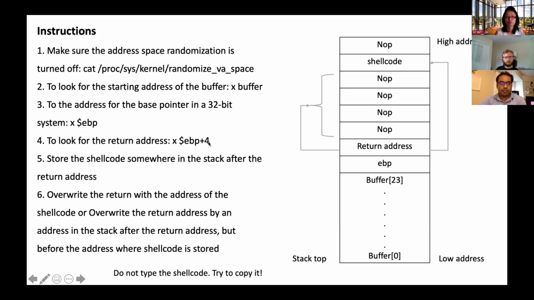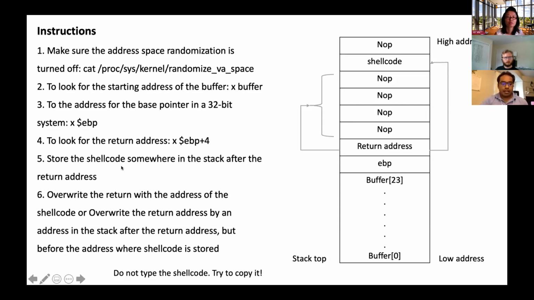Now if you need to look for the return address, you need to issue the command x $ebp plus 4. So I should have copied the output here. That will make more sense. When you issue this command, the left side will have the address, then a colon, then the right side will have the content. So you can see which address has which content. So you need these three things.